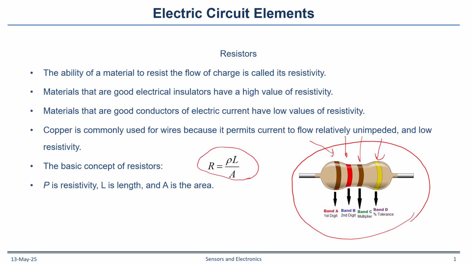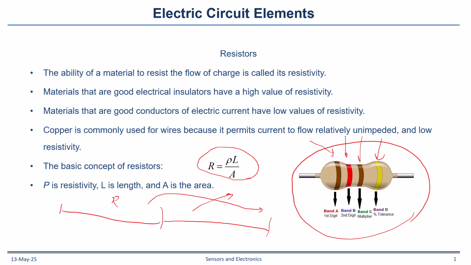R is equal to rho L divided by A. So rho is the resistivity of that material. It depends on the material. L is the length of that material, and A is the area. So assume that we have a wire like this. If we have a resistance of R and we increase the length, for sure the new resistance will be higher.